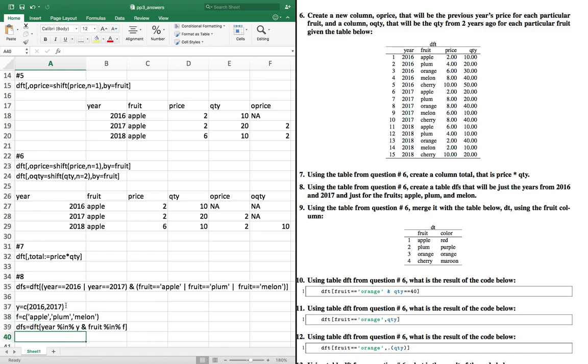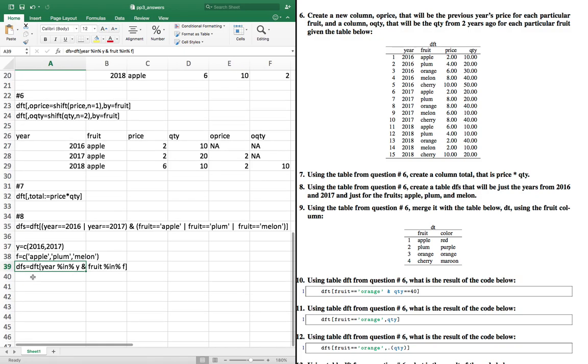Look how much easier that is. Same thing that's being written in line 35 is being written in line 39 using the vectors in line 37 and 38. So we get all the rows where year has any of the values that are in Y, 2016 to 2017, and where the fruit column has any of the values in the vector F, apple, plum, melon. And the percent in percent command, that's what I tend to use more than anything else. It's evident why, because it's less wordy, it's less typing.